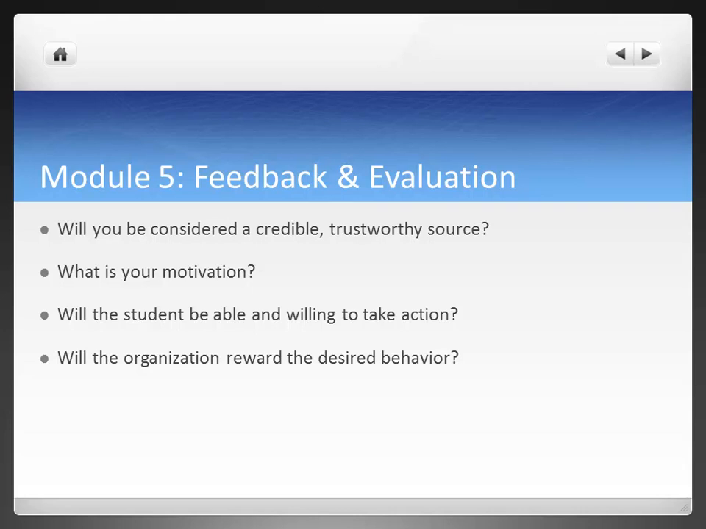So if their documentation has been slow and you have felt like they have not been able to keep up, and you're working with them on some time management skills to help them keep up with their paperwork or with their documentation, is there some way that that behavior then is acknowledged by the organization?